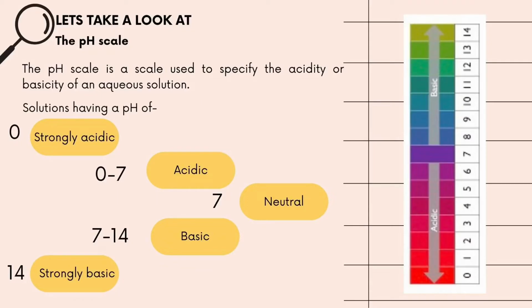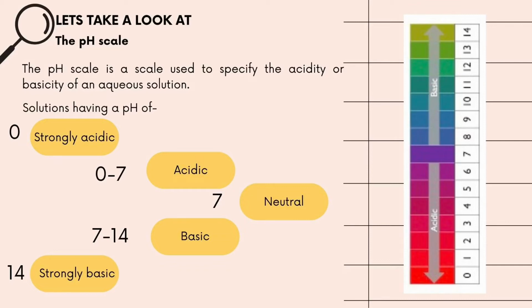After that fun trip through history, let's take a look at the pH scale, which is used to specify the acidity or basicity of an aqueous solution. We must remember that solutions having the value of pH equal to 0 are known to be strongly acidic solutions, while solutions having a value of pH ranging from 0 to 7 on the pH scale are termed as acidic.